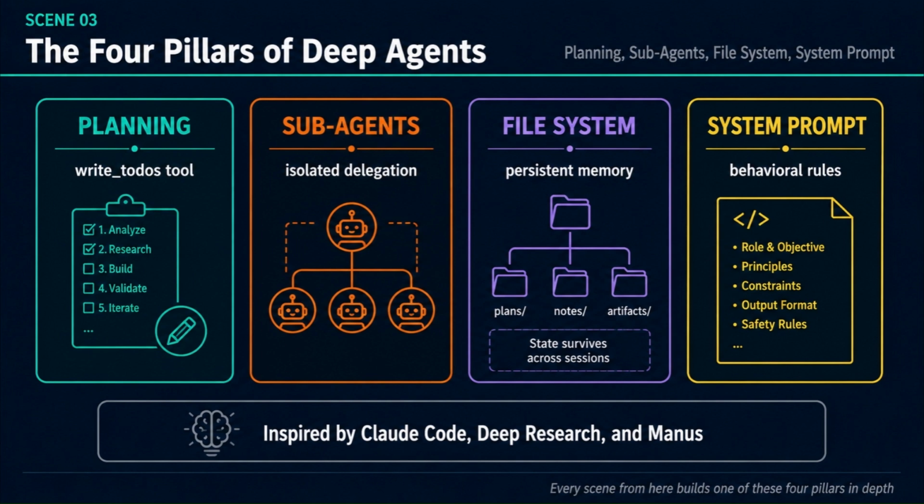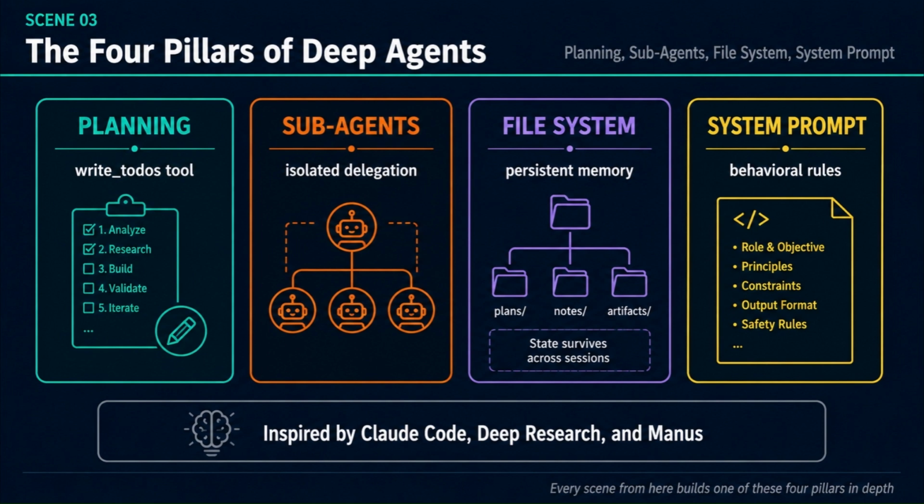Planning provides an explicit, persisted task list via a lightweight tool, giving the agent structured working memory for long jobs. Subagents provide delegation, the ability to spin off isolated child agents that handle a piece of the task in their own clean context and report back only a distilled result. The file system provides persistent memory that survives far longer than any single context window, serving as a shared workspace the main agent and its subagents can all read and write.